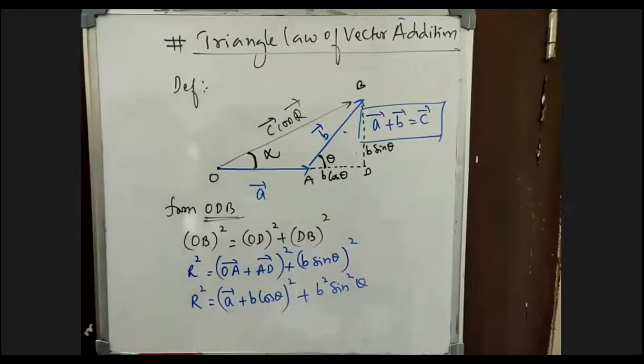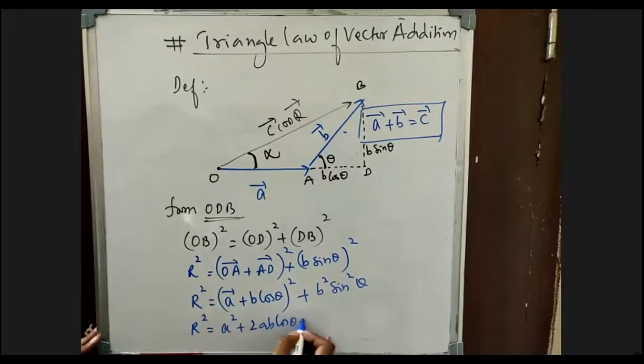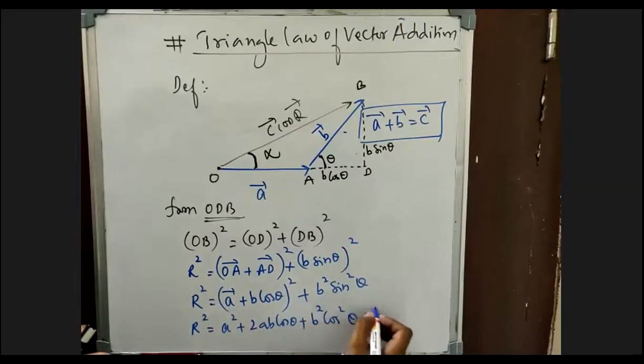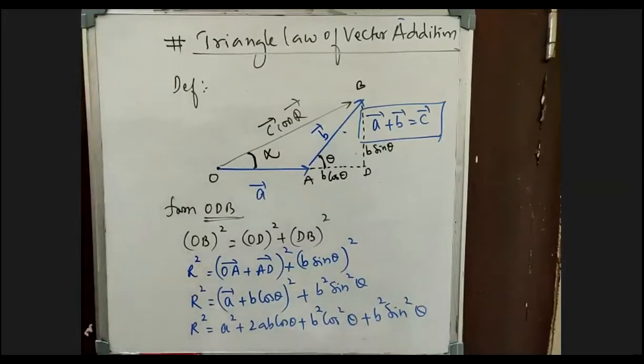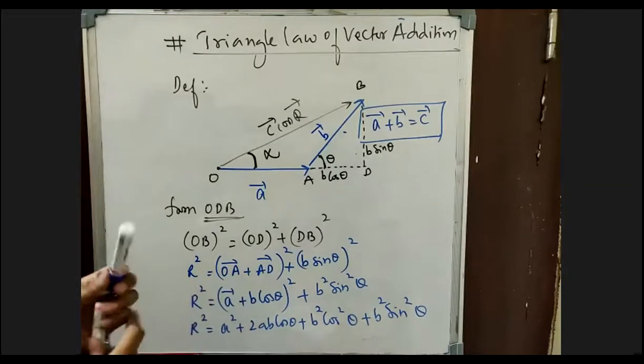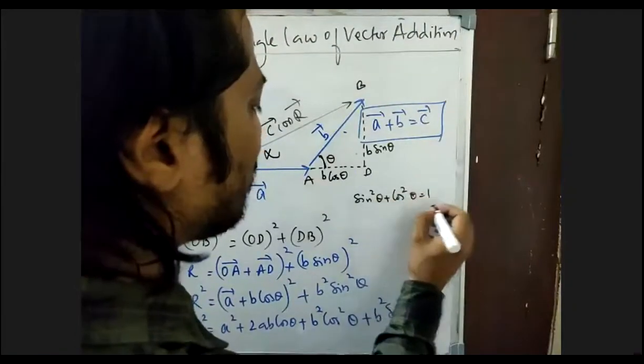This is in the form of your A plus B whole square form. So simplify that one. So that will give me R square is equals to A square plus 2AB into your cos theta plus B square into your cos square theta plus B square into your sin square theta. That's it. So simplify this one. How much am I getting right now? This B square is common here. Sin square theta plus cos square theta is how much, beta? 1. Sin square theta plus cos square theta is equals to 1. So this value will become how much for me? 1.